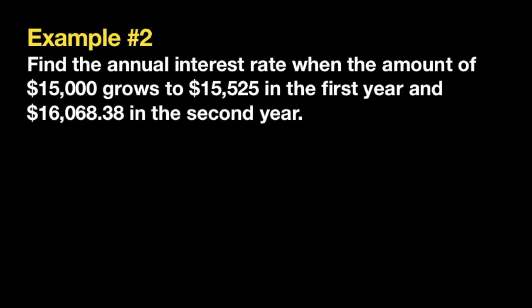In this case, find the annual interest rate. And now we're looking for r, not for the total. So we're going to make sure that we label everything properly. It tells you that the amount of 15,000 grows to 15,525. So that means that your initial amount, your a, is going to be equal to 15,000. Your total, your y, is going to be equal to 15,525.